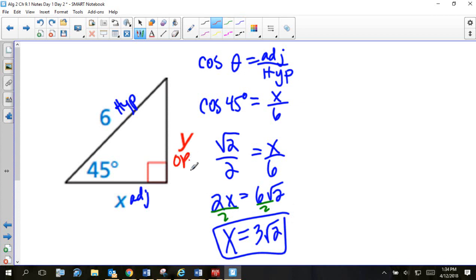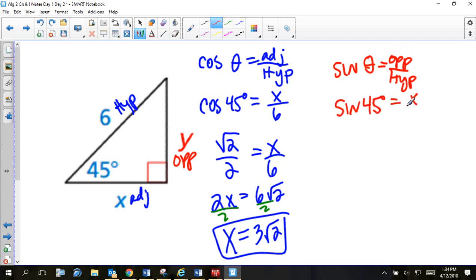This is the opposite. We use hypotenuse again, that's sine. I need sine of 45 degrees. Radical 2 over 2. It's the exact same as the cosine of 45 degrees. Because they're exactly the same, I don't really need to do much except write my answer.